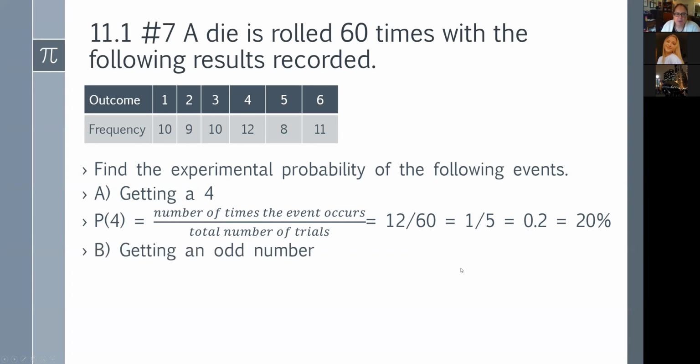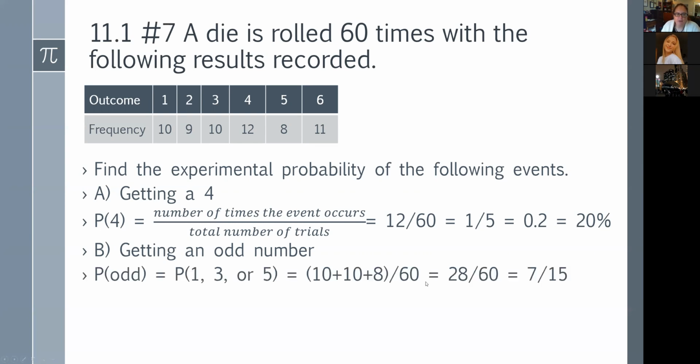Next, we want to find the probability of getting an odd number.